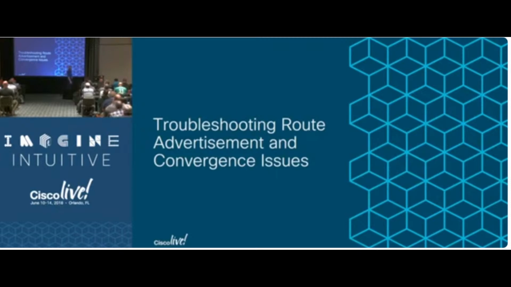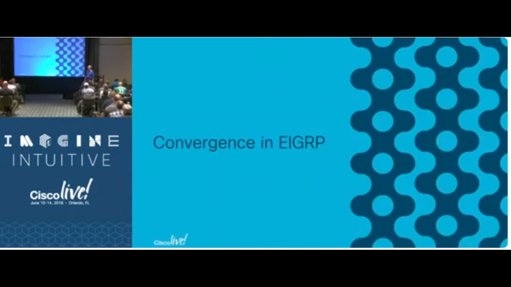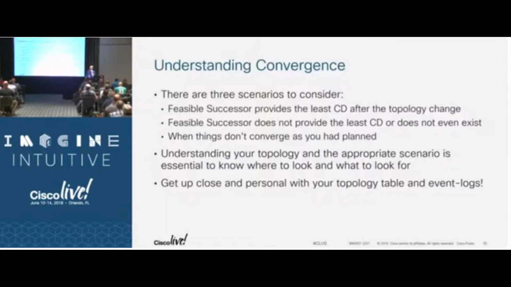Let's check the problems that are possibly seen with advertising and convergence issues. In EIGRP, having already gone through the feasible successor and successors, essentially there are 3 scenarios to consider. Your successor dies, and the feasible successor is there and provides the least cost path. That's the perfect thing. The second possible problem is your successor dies or becomes too costly, and the feasible successor isn't there at all or doesn't provide the least path available. So that's when you need to go active.